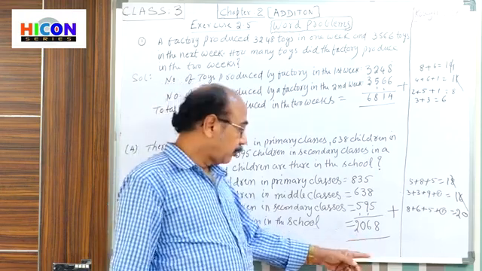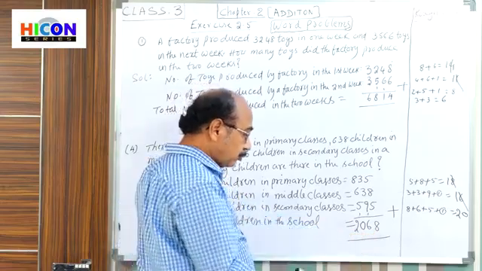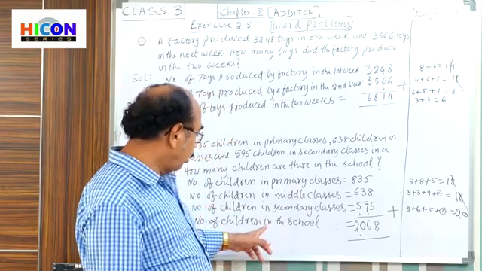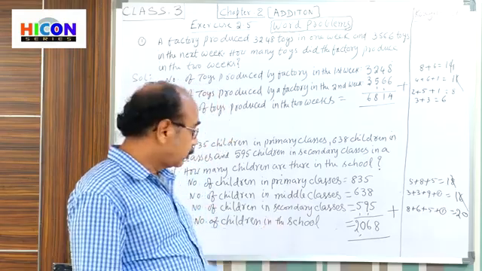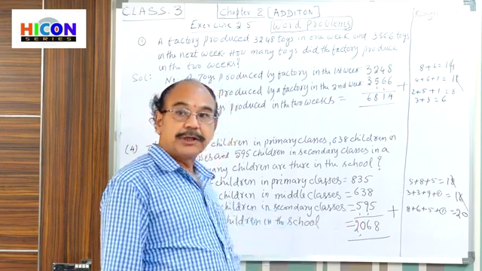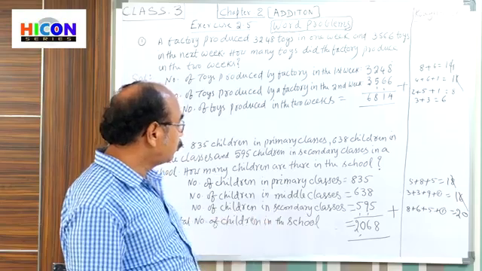So, what is the total here? 2068. Total number of children in the school. How many children are there? 2068 students are there in the school.